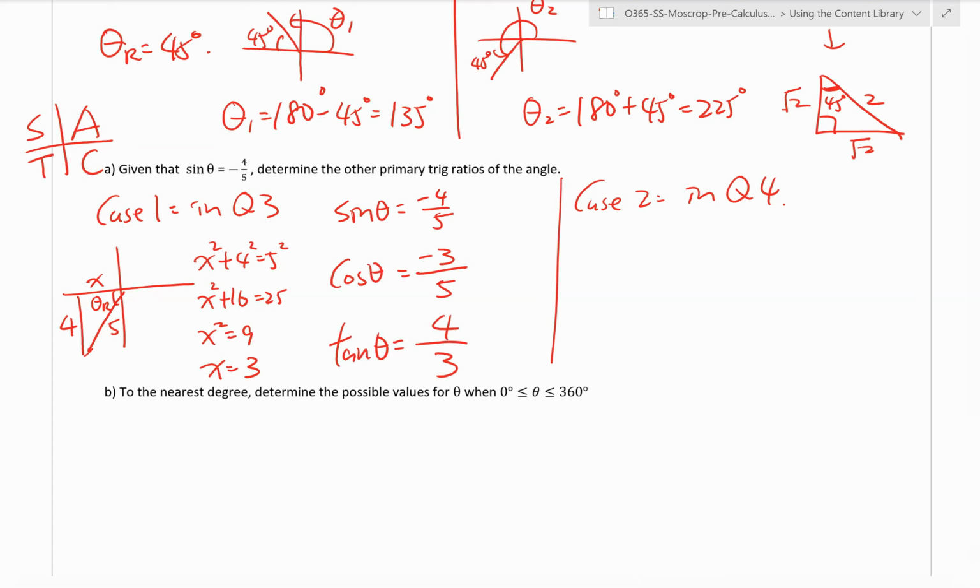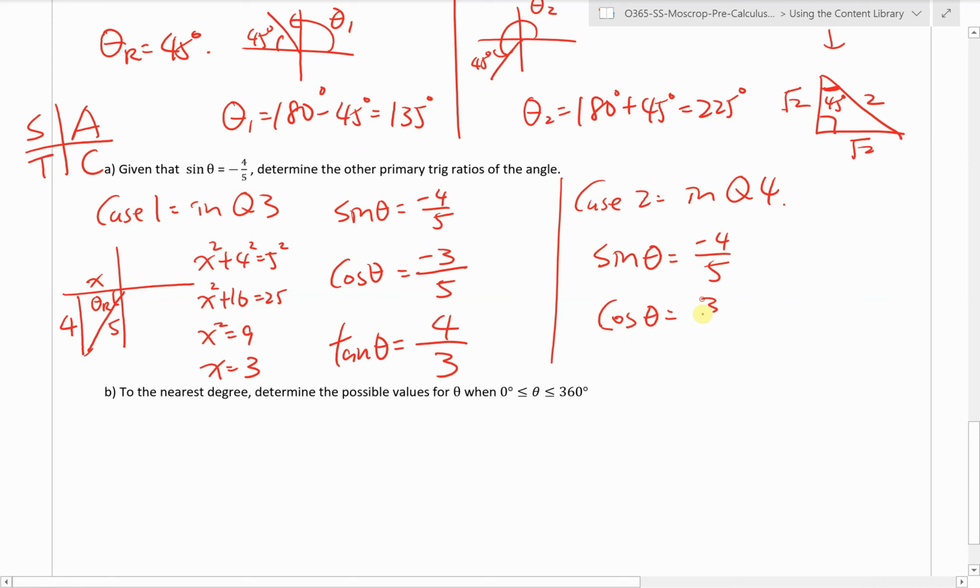Case 2, in quadrant 4, it's really just the same triangle, but we are going to move that to quadrant 4. So the length of the missing side is still 3. So really, we don't need to do the calculation once again. We could simply get the answer. Now cosine theta, because we're in quadrant 4, is positive and tangent is negative. Okay, so that's the difference between quadrant 3 and quadrant 4. Really, it's just the signs.